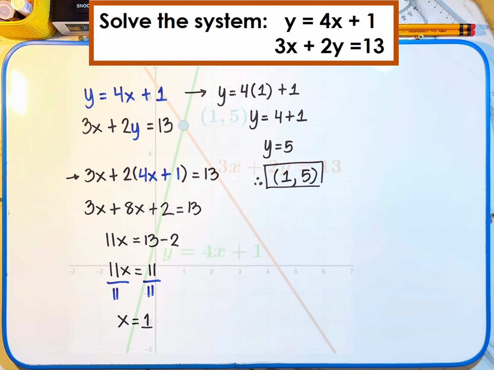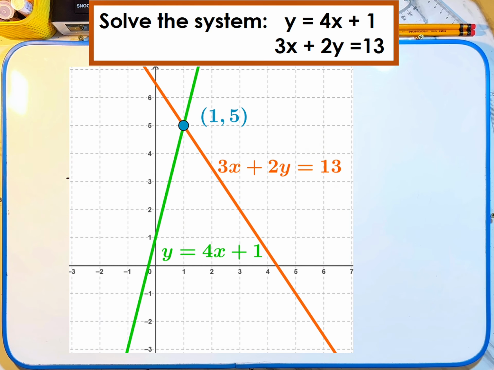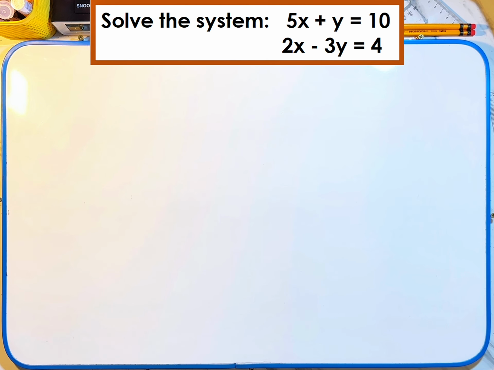And if we check by graphing these two equations, we can see that the solution is indeed the point (1, 5). And again, the system is consistent, independent. Next problem, solve the following system of equations.